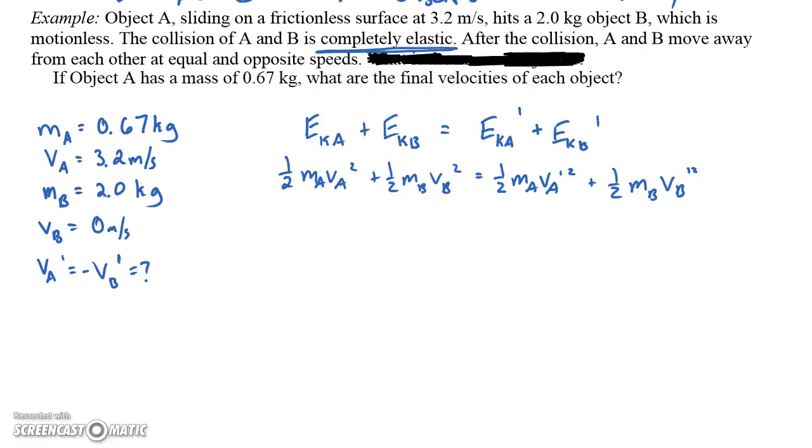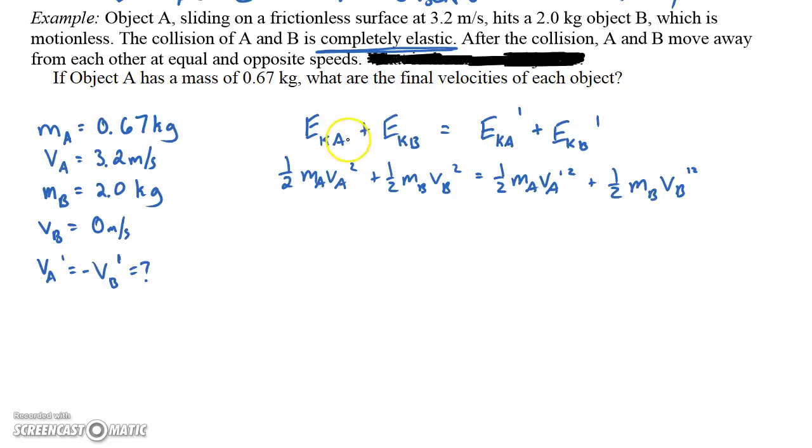So what are the final velocities? We've got our givens, but it's important to notice that VA prime equals negative VB prime. That's how we can simplify our equation because of the equal and opposite speeds in the after situation. We don't know either, but we do know they're the same value, but one is negative compared to the other one. So that's how we can use that information.